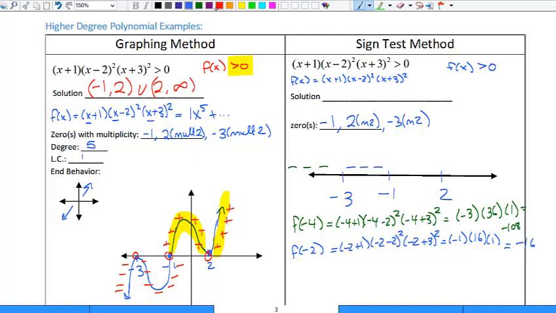The next interval is between negative 1 and 2, and we'll pick 0. 0 plus 1 times (0 minus 2) squared times (0 plus 3) squared, which is 1 times negative 2 squared, that's 4, times 3 squared, that's 9. A positive times a positive times a positive is a positive 36. Most importantly, a positive. And in the last section, anything to the right of 2, we'll try 3.